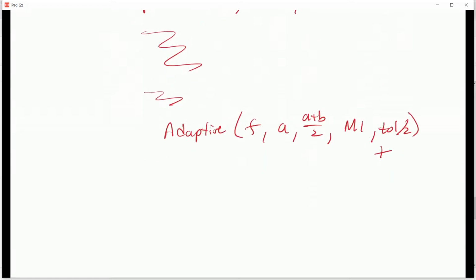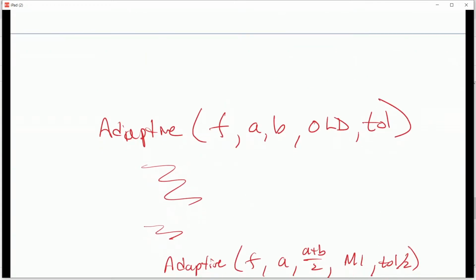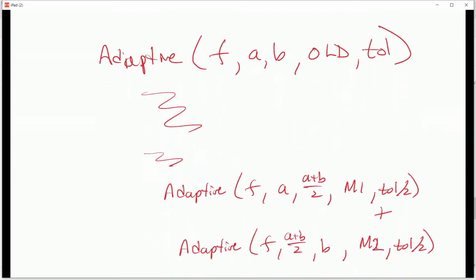you're basically doing this recursively. It is a recursive function. And then for this one, of course, you do the function value from a plus b over 2 to b, and this would be m2 or something. So if you're not close enough with those endpoints, then we're going to split it up. We do this one and say, okay, half the tolerance goes there and half the error or tolerance goes there.